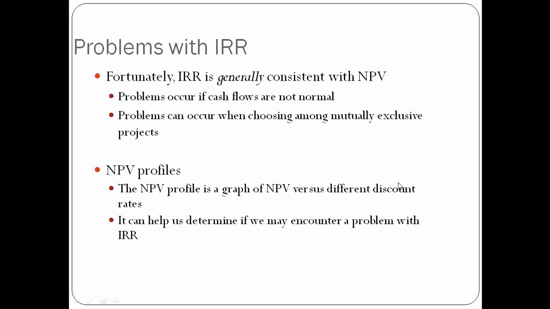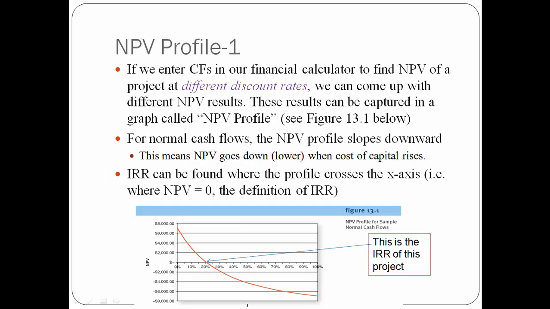However, problems can occur if cash flows are not normal, and there will also be problems when we have to choose among mutually exclusive projects. So to explain these two things we just mentioned here, we look at the so-called NPV profiles. The NPV profile is a graph of NPV with different discount rates, and it helps us if we may enter a problem with IRR.